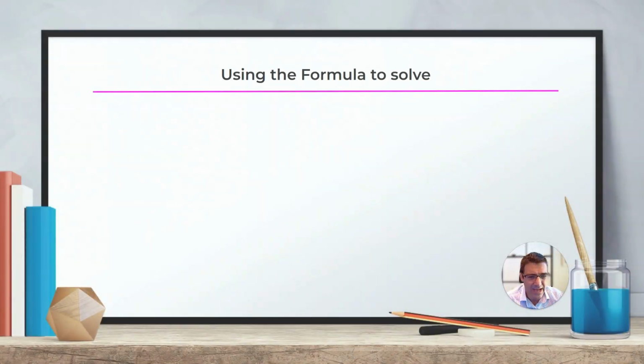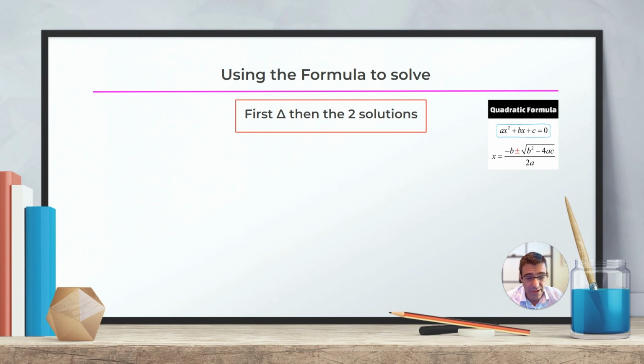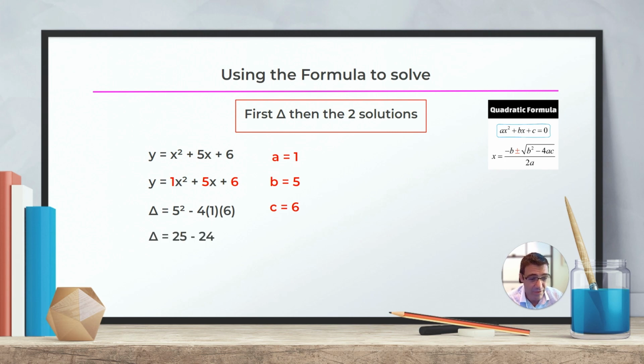With all this in mind, let's actually look at the formula. So here's the formula. First we find delta, then we find the two solutions. Let's do it. So if we look at y equals x squared plus 5x plus 6, we're going to say 1x squared, 5x's and 6, a is 1, b is 5, c is 6. We work out the delta value. 5 squared minus 4 times 1 times 6, 25 minus 24. We did this one earlier. Delta is 1. It's positive. We have two solutions. And so we don't just stop here. We're going to now work out these two solutions.